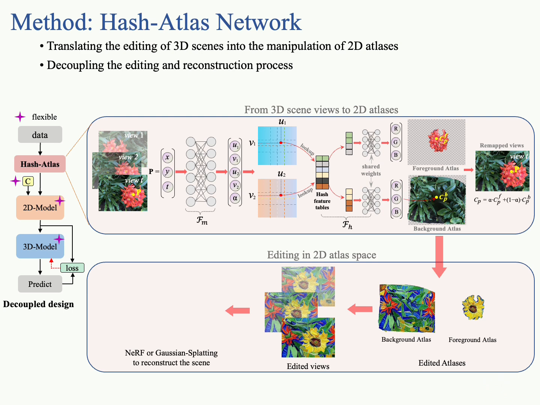Therefore, we develop a mapping network called HashAtlas. Given the views of a 3D scene, FM first maps each pixel coordinate from the views to two UV spaces and predicts the transparency of the foreground atlas. Subsequently, FH predicts the RGB values at each coordinate in the UV space, thereby obtaining the foreground and background atlases.